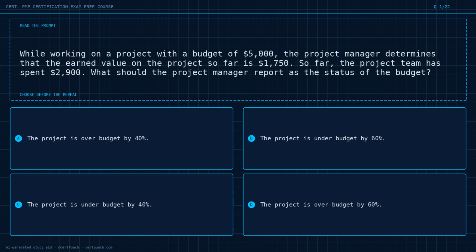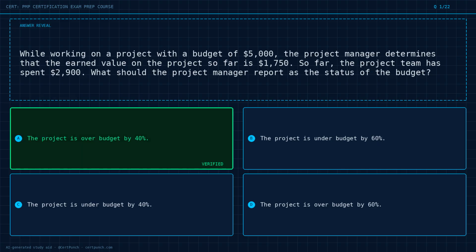Option A, the project is over budget by 40%. Option B, the project is under budget by 60%. Option C, the project is under budget by 40%. Option D, the project is over budget by 60%. Choose the best answer before the reveal. Commit to it now.